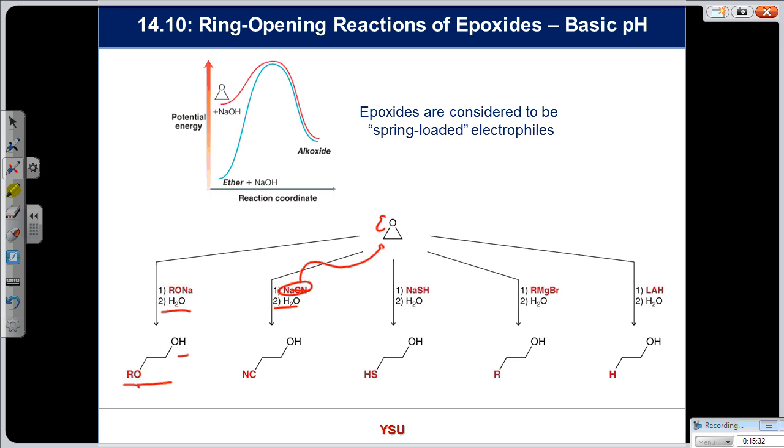The difference with the carbonyl chemistry, and I'm going to say this now so that when we get to the end of this section, it's not that confusing. All the carbonyl chemistry that we did, watch this, the nucleophile came in on the same carbon that was attached to O.